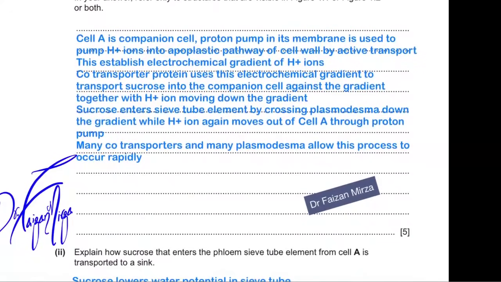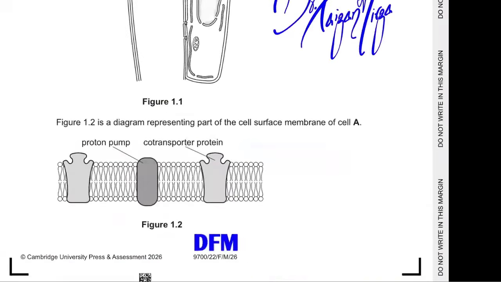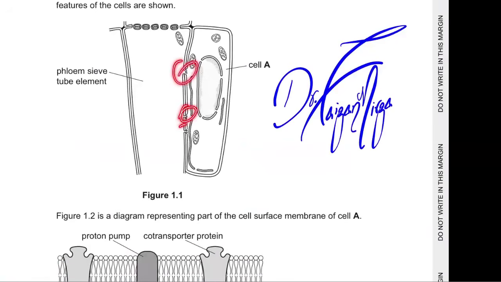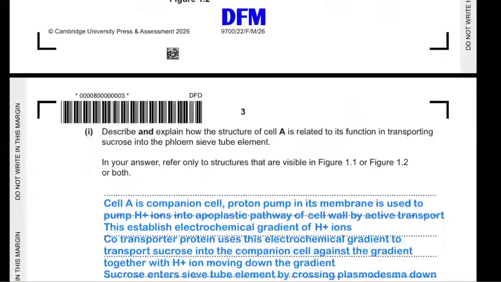Sucrose enters into the sieve tube element by crossing the plasmodesmata down the gradient, while the H plus ion moves out again with the same proton pump. We can add another point of many co-transporters being there and many plasmodesmata being there. So this process occurs at a fast pace, because it is shown to us in the diagram. Two of them are shown to you. We'll use this as a hint. Multiple plasmodesmata are shown to you, so we'll use this as a hint.